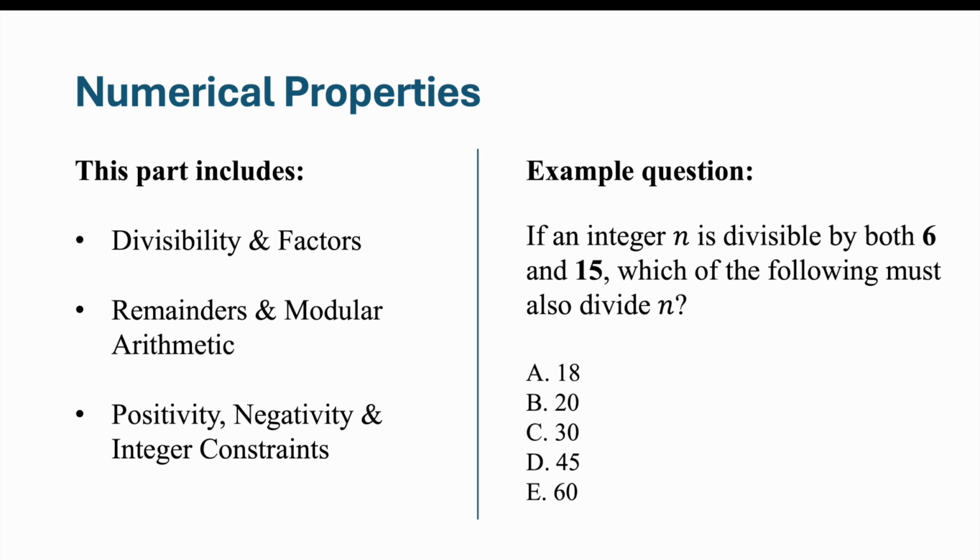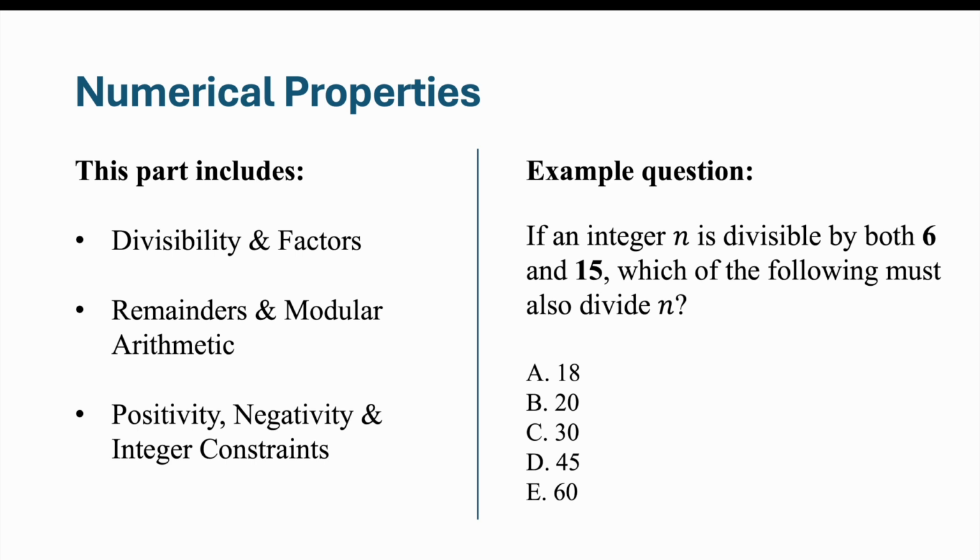Lastly, let's jump to number properties, which is the 4th major component and the last one. These will test your understanding of integers, basically. It includes divisibility, factors, remainders, modular arithmetic, and integer constraints like positive, negative, or even odd rules.